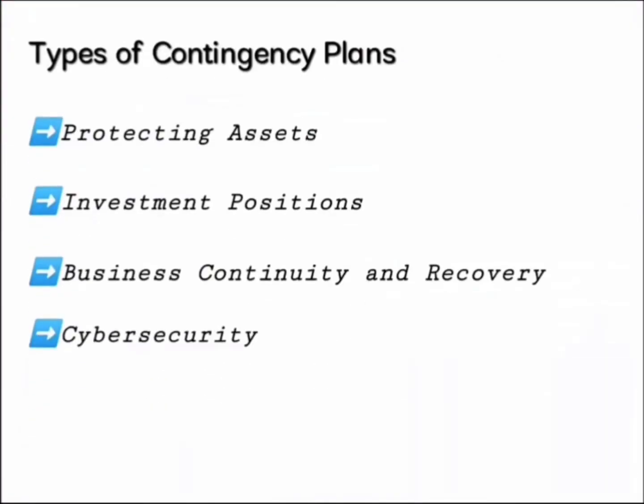So now we have types of contingency plans. Contingency plans are utilized by corporations, governments, investors, and central banks. Contingencies can involve real estate transactions, commodities, investments, currency exchange rates, and geopolitical risk. First, we have protecting assets. Next, investment positions, business continuity and recovery, and cybersecurity.